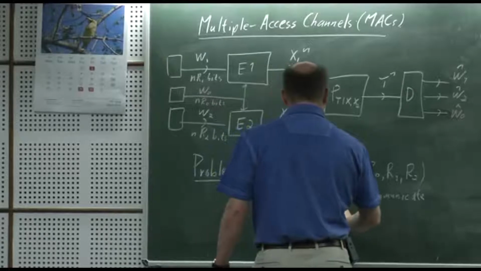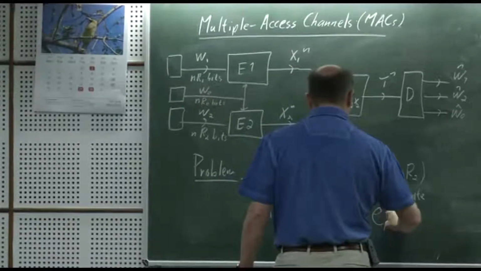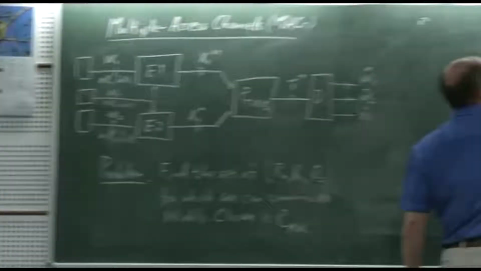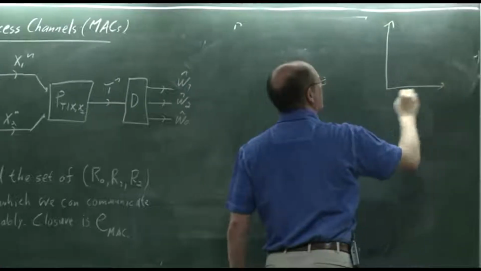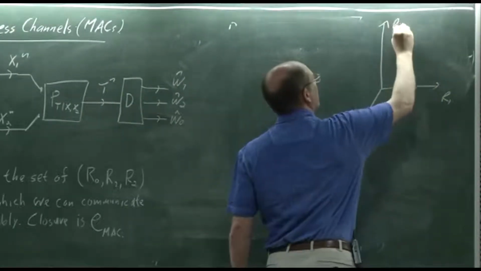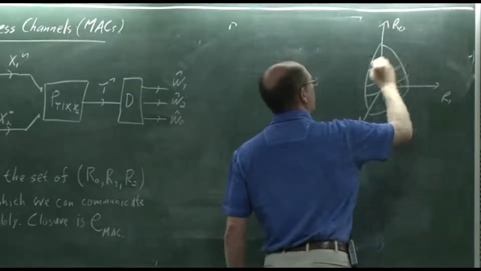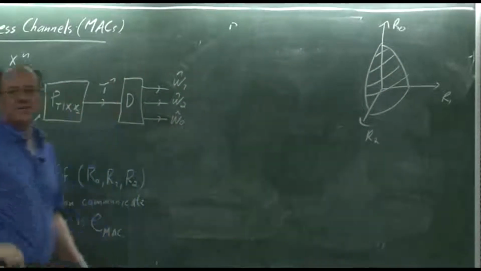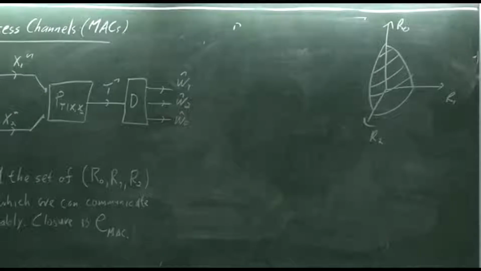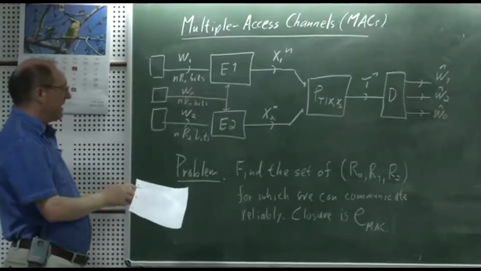The closure of this set is called the capacity region, C_MAC. Again, the region will look like what we saw before, with R1, R2, R0 axes, and we'll again get these regions. It's the same idea: we're looking for a three-dimensional region. We'll focus mainly on the case R0 equal to 0 later.